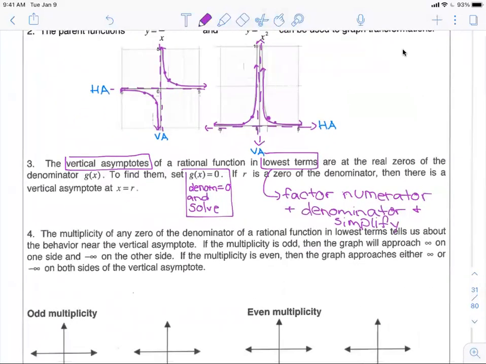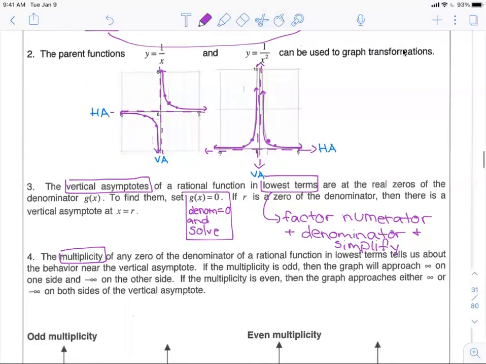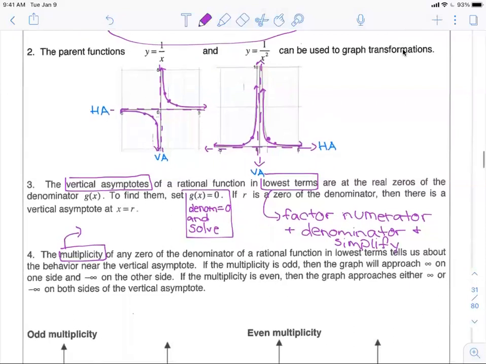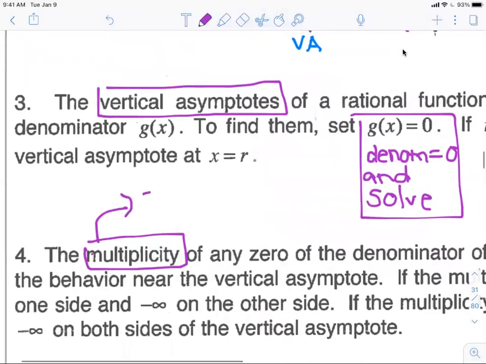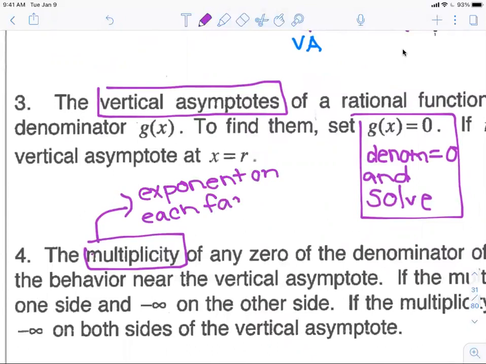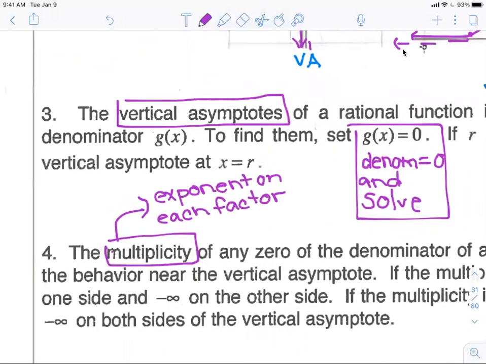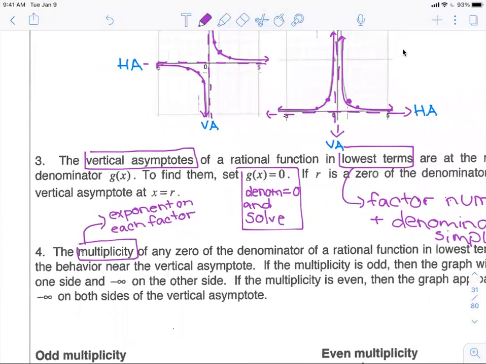Something else that's going to be important is the multiplicity. Remember, the multiplicity is your exponent on each factor, right? So we already know what the word multiplicity means, but if you forgot, it means the exponent on each factor. And when we talked about the other ones, we talked about if it's an even exponent, it's going to bounce, and if it's odd, it crosses.